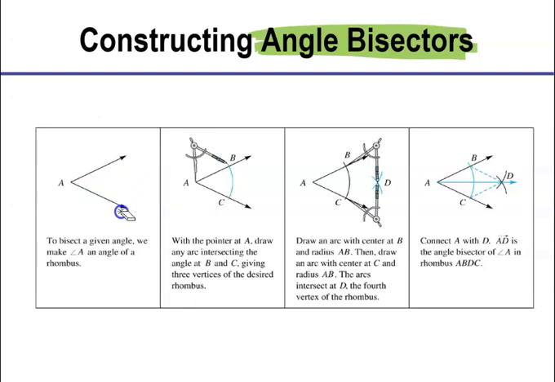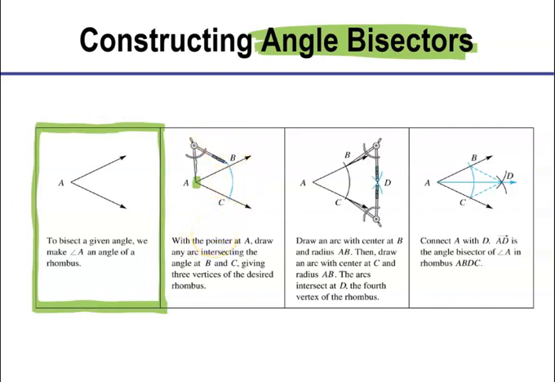Now, let's go back to what we have to start with. We have an angle. So you're given an angle. So this is all the information you have. And you have a compass and a straight edge. And that's it. No protractor to measure anything like that. So notice the very first step is you put your pointer at the vertex. And you just strike an arc.